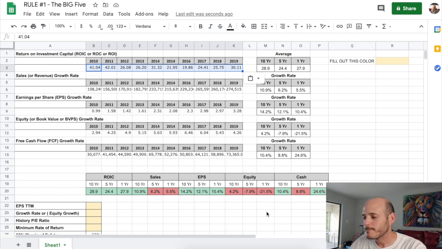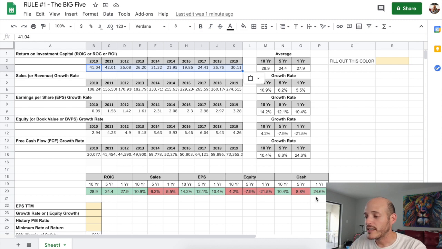And then you can see here, equity has been down as well. The 10 years is at only 4.2% growth. The 5 years is a negative 7.9% growth, and the 1 year is negative 21% growth.